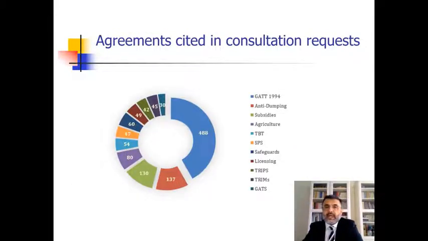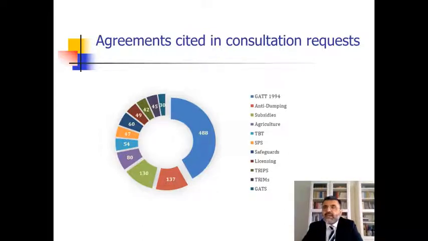Now, the last statistical information that I want to share is this breakdown of cases in terms of the agreements that were at issue. In other words, which WTO agreements were cited most in WTO disputes so far. In other words, what are the highest number of claims that were raised under these agreements?